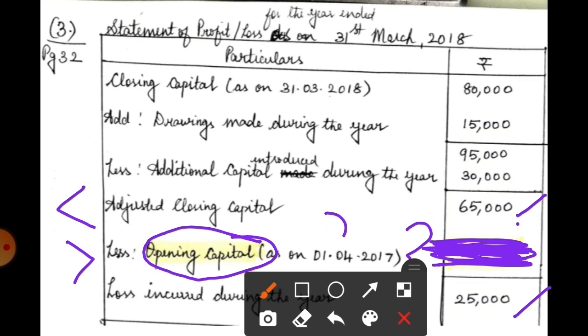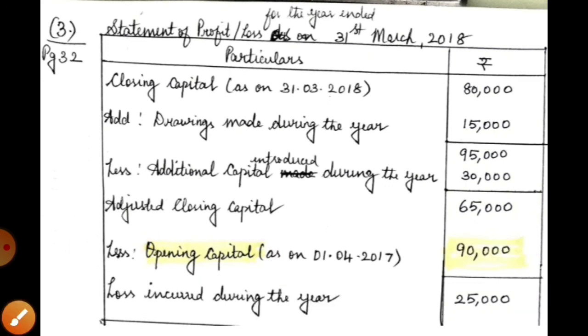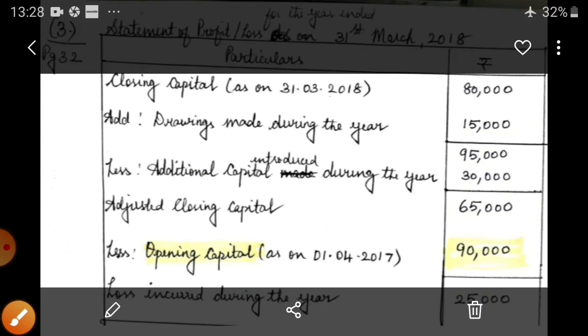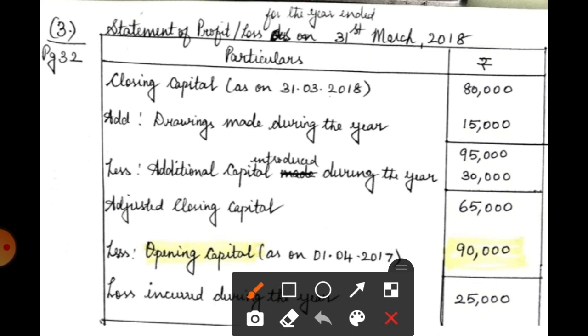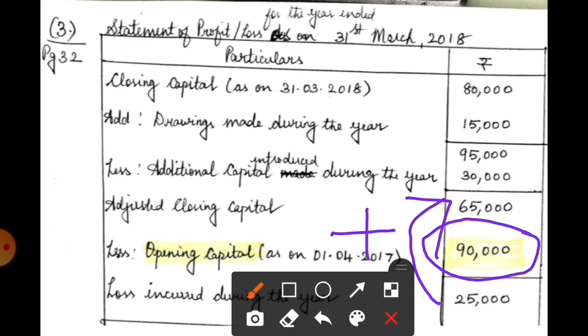How can you do that? Very simple. You will just add this 25,000 and this 65,000. So when you add, what do you get? 65,000 plus 25,000, you will be getting 90,000. So now you can say the adjusted closing capital is less than the opening capital in the case of loss. So hope you understood this step.